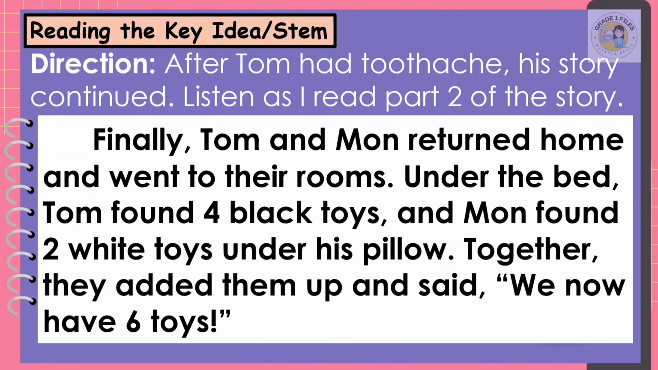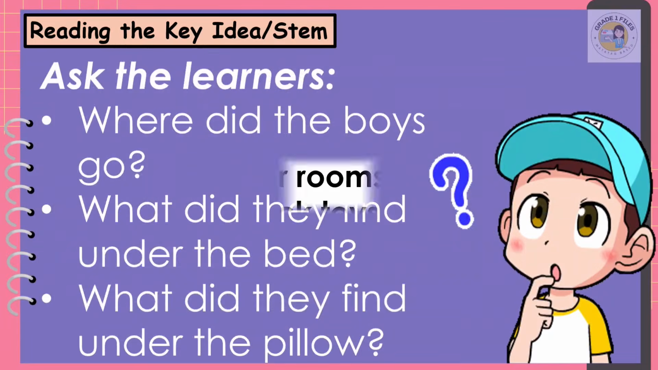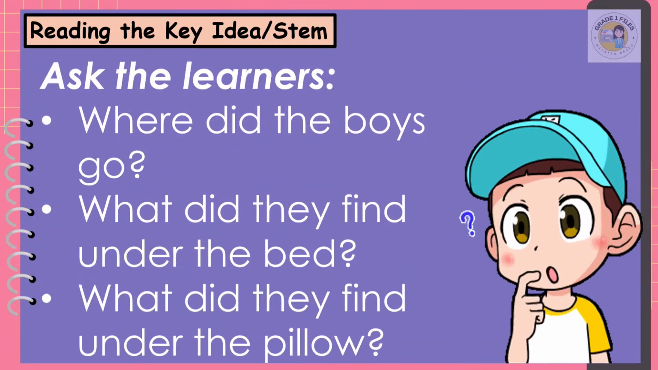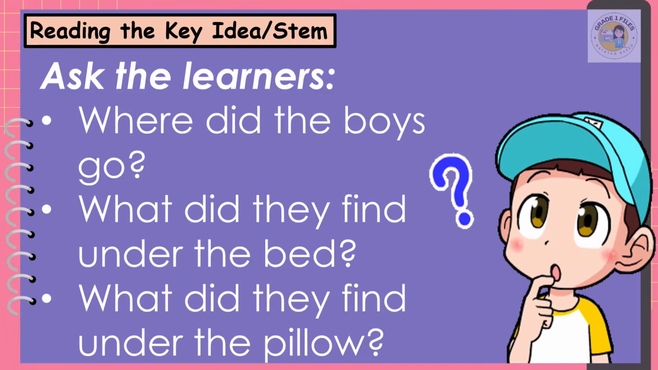Finally, Tom and Mon returned home and went to their rooms. Under the bed, Tom found 4 black toys, and Mon found 2 white toys under his pillow. Together, they added them up and said, "We now have 6 toys." Now, where did the boys go? What did they find under the bed? What did they find under the pillow?